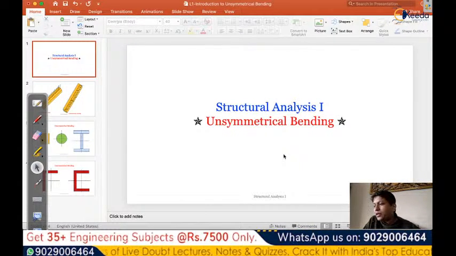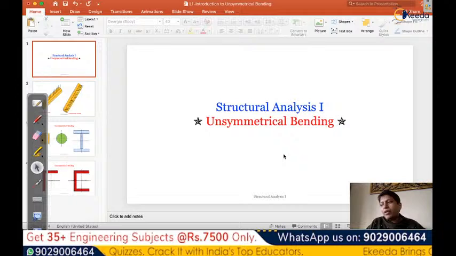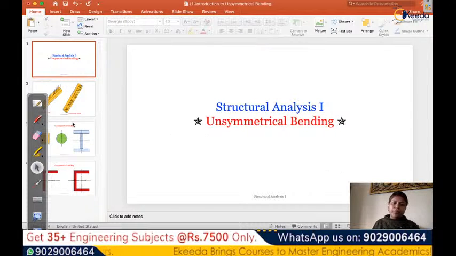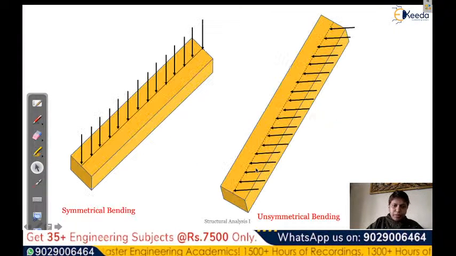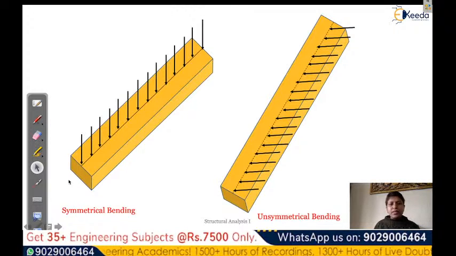It's unsymmetrical. So there are two cases when unsymmetrical bending can occur: when the section is symmetrical and when the section is unsymmetrical. For both cases unsymmetrical bending happens. Let me show you one example of a symmetrical section. So this is a beam, and this is a symmetrical section.